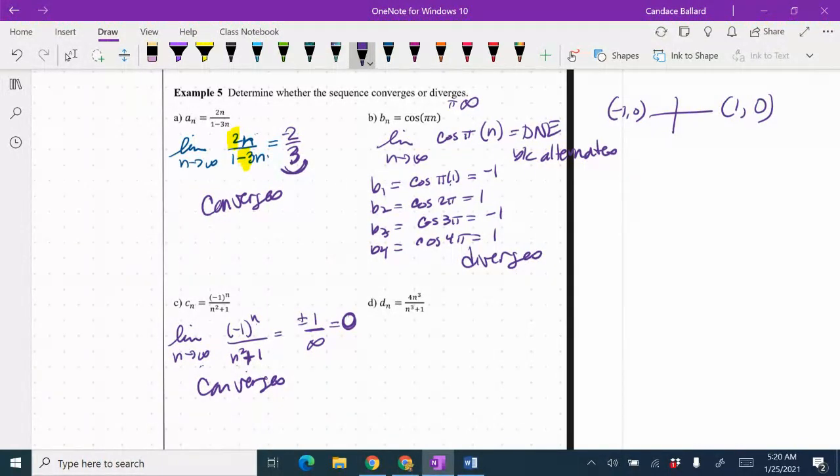All right, looking at D, I have the limit as n approaches infinity of 4n cubed over n cubed plus 1. Again, I'm noticing I have the same exponent, so I'm just going to look at the coefficients in front. There's an invisible 1 in the denominator, so I would just say 4. So since I got a limit, I know that this one converges.